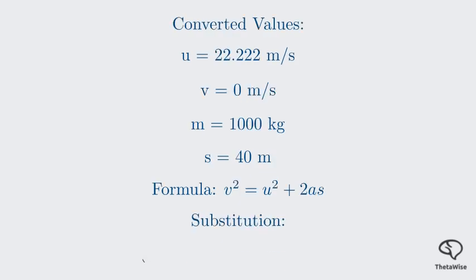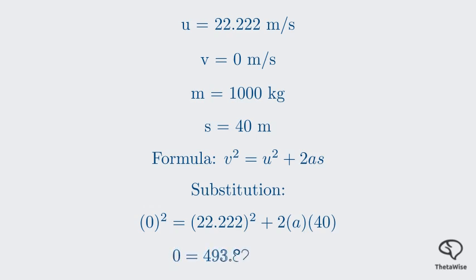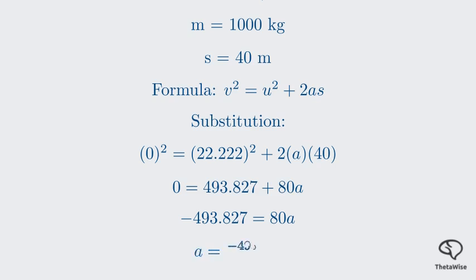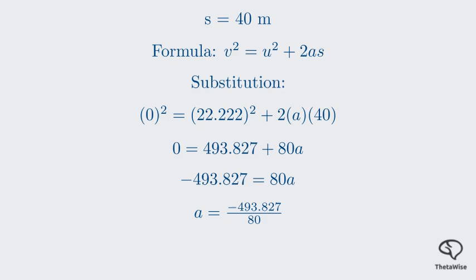Now let's substitute our known values into the equation and solve for a. We substitute 0 for v, 22.222 for u, and 40 for s. This gives us 0 equals 22.222 squared plus 2 times a times 40. Simplifying, we get 0 equals 493.827 plus 80a. Now, let's rearrange the equation to isolate a. Subtract 493.827 from both sides to get negative 493.827 equals 80a. Then divide by 80 to find a. This gives us an acceleration a of negative 6.173 meters per second squared.